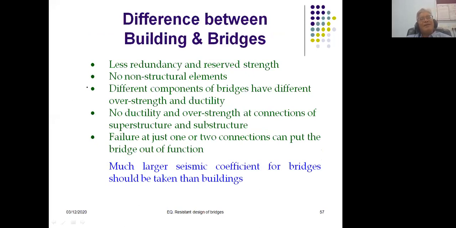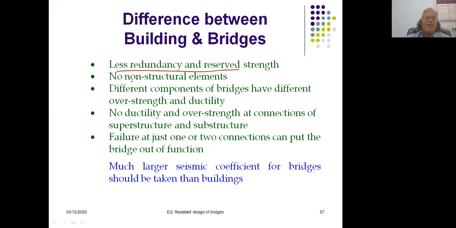Let us understand the difference between buildings and bridges, so that this will give us more idea. Bridges have less redundancy and reserve strength. Our buildings are most of the time more redundant structures. Frame structures have more redundancy, whereas the bridges, most of the time, are simply supported. Nowadays, of course, continuity has started, continuity of one span, two spans or three spans. I think we cannot go beyond two to three span continuity, because later on the secondary forces also increase. So there is less redundancy and reserve strength.